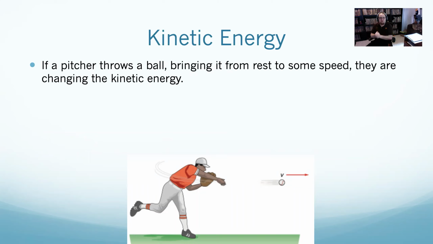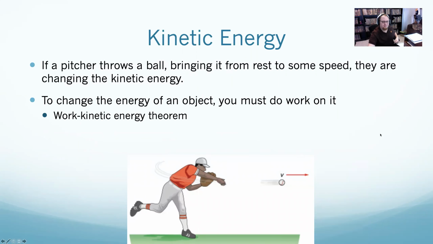When a pitcher throws a ball, they are bringing the ball from rest, not moving, to some velocity. It's then flying out of their hands. That means they're changing the kinetic energy. To change the kinetic energy of something, you must do work on it. This is called the work kinetic energy theorem. The reason a pitcher can take a ball that isn't moving and turn it into one that is moving very, very fast is because you're doing work. Anytime you do work on an object, you can change the kinetic energy. That is the idea of the work kinetic energy theorem.